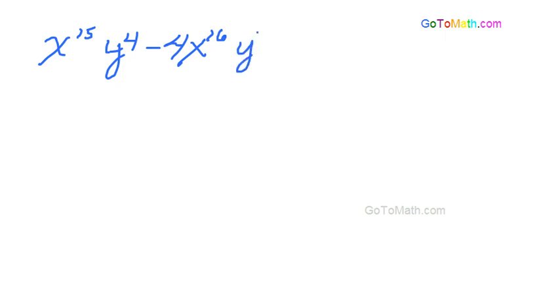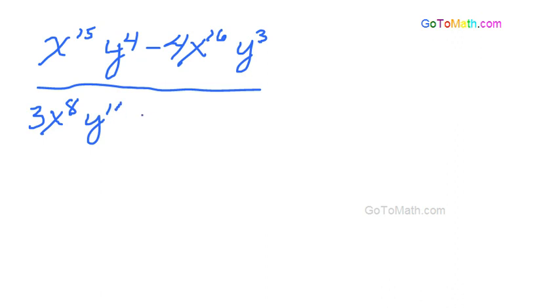y to the 3rd. Okay, 3x to the 8th, y to the 11th, plus x to the 8th and y to the 10th. Got it. So what are we trying to do here?